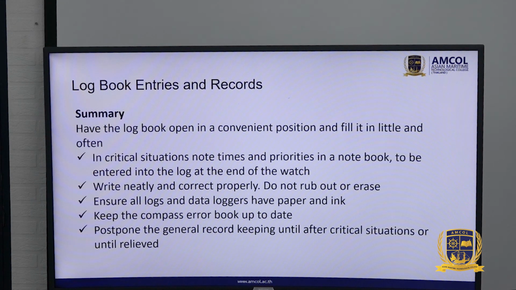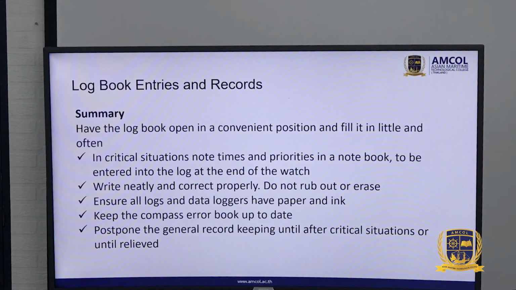In summary, in a critical situation, note that a priority is in the notebook, to be entered in the logbook at the end of the voyage. Write neatly, do not rub or erase. Ensure all logs and data loggers have paper and ink. Keep the compass error book updated. Postpone journal record keeping until the critical situation is relieved.